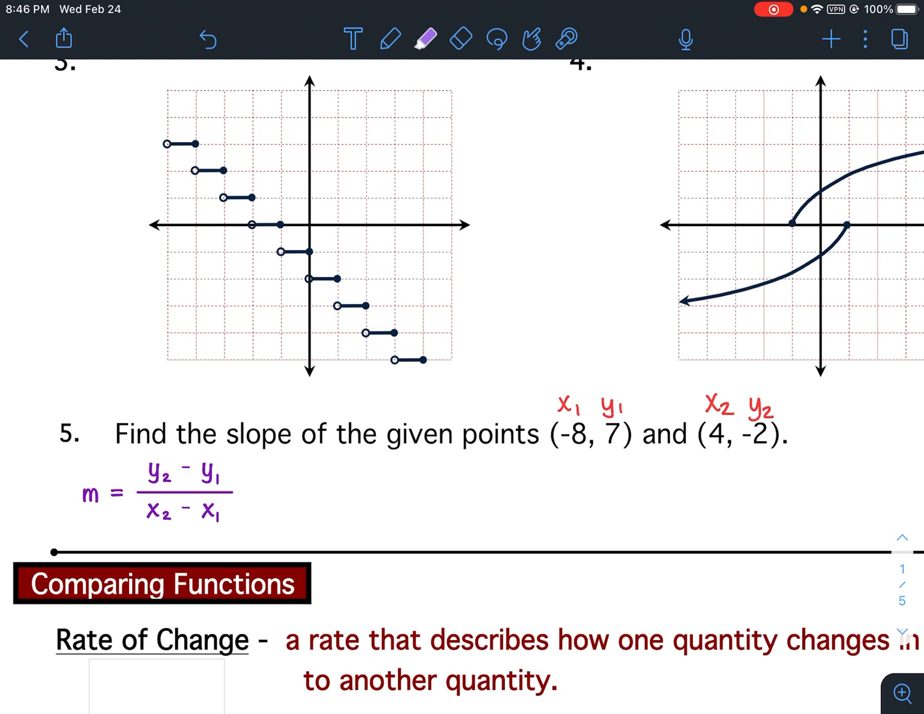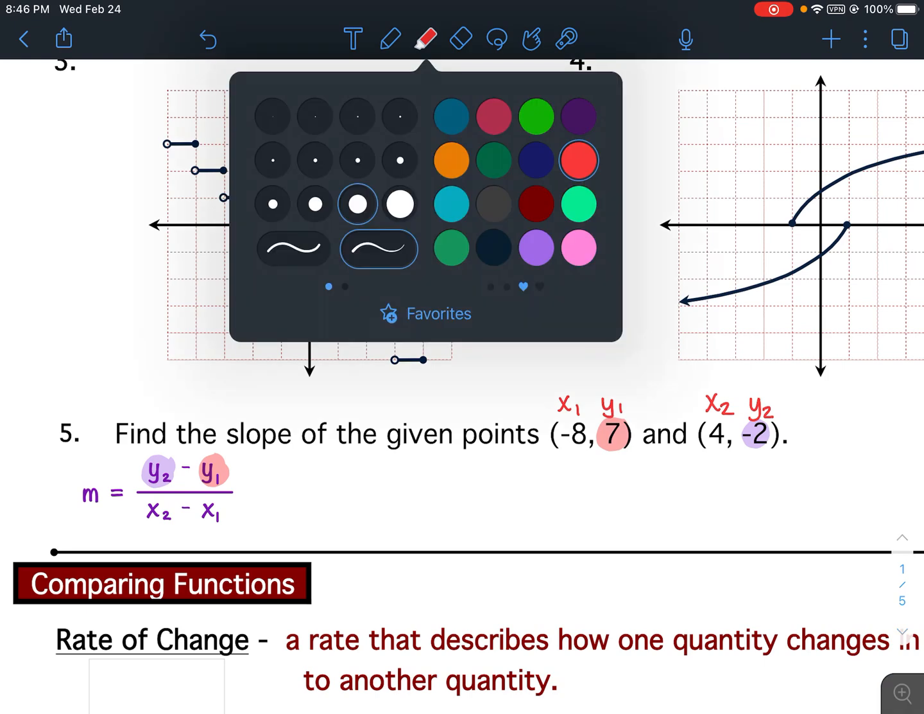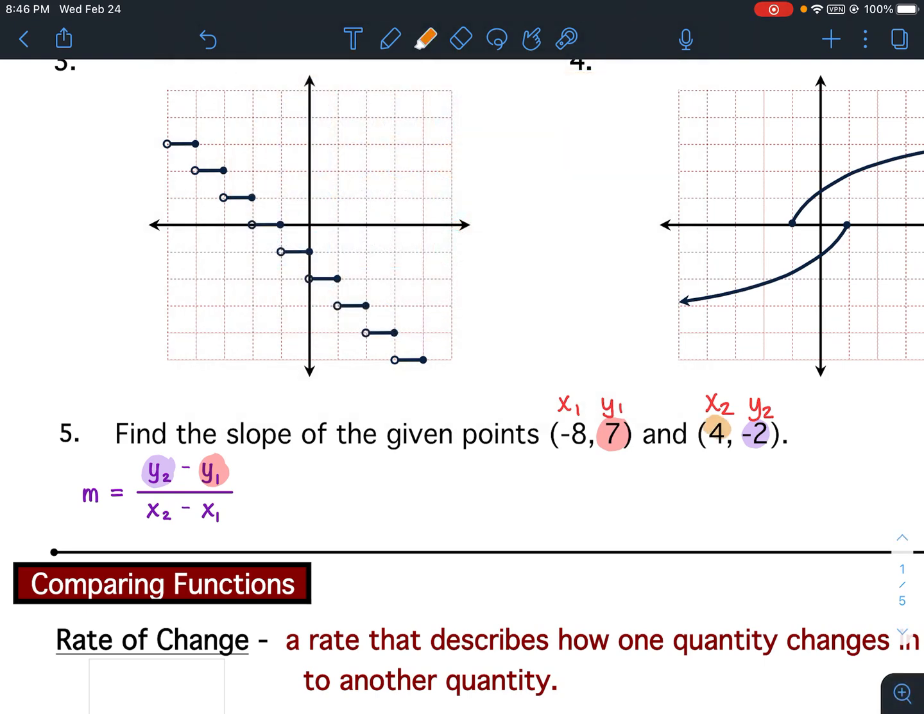You're going to do the problem yourself, but I just want to remind you that this is -2, that's y2, that's going to go in for y2. Here is y1, that will replace y1. And yes, you'll have the minus sign in between. We have x2, that will replace x2 here. And -8 will replace the x1. Please be careful with the signs.